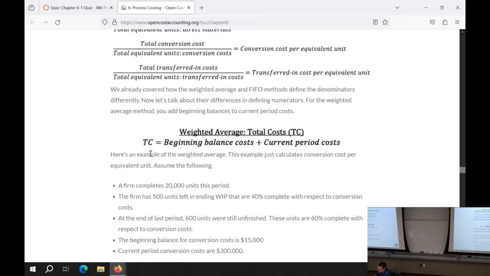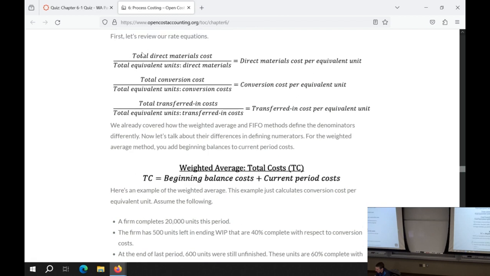It's pretty simple. The total cost for whatever category we're talking about, let's say direct materials, just so we have a basis of speaking, is beginning balance direct materials costs plus current period direct materials costs. That would be our total direct materials costs. That numerator is our beginning WIP direct materials cost dollar amount plus our current period direct materials cost dollar amount. That's the numerator for the weighted average method.